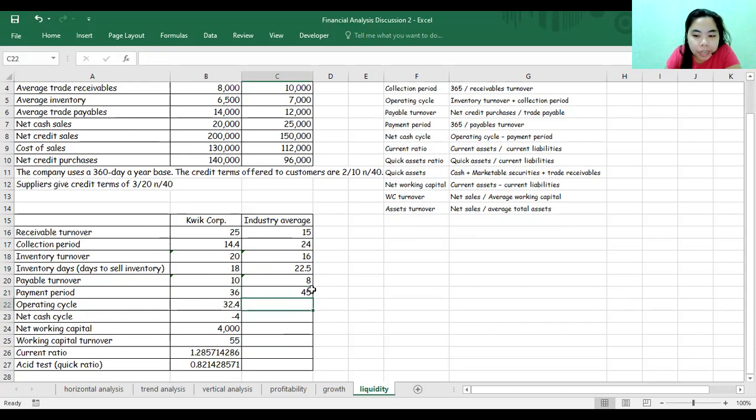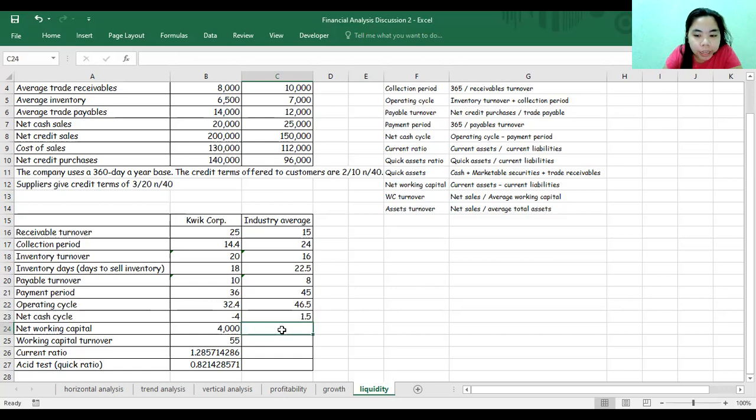So operating cycle, it's collection period plus inventory days to sell. So it's 46.5. Net cash cycle is operating cycle less your payment period. So it's an average of 2 days. 2 days ang iyang pag-convert sang cash.